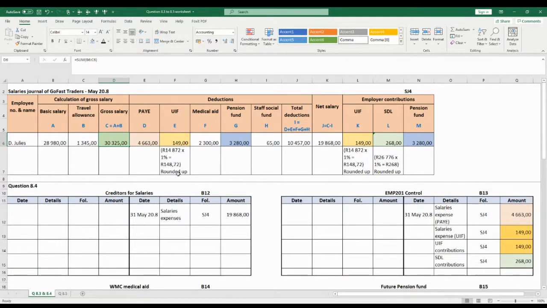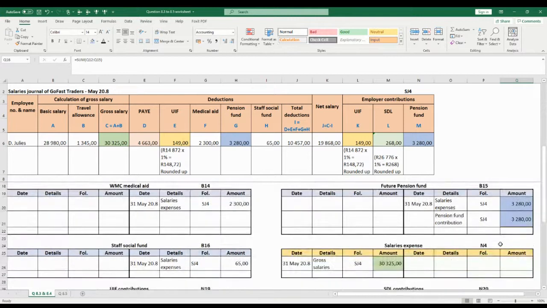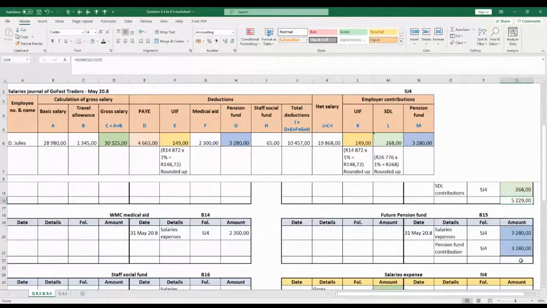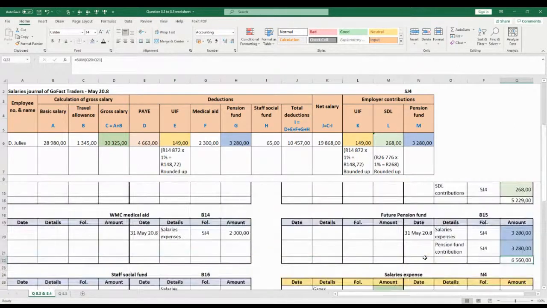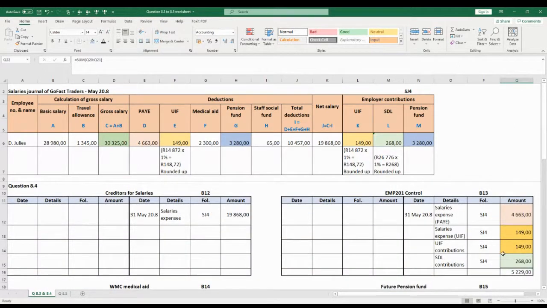Okay. Now the last step you have to do when you do a T account like this is when there's multiple entries on the same side, you add them all together to get to the total that will have to be paid over to SARS in this case, which is 5,229. Okay, the medical aid was 2,300. Your pension fund is 6,560. Okay, and the others only have one account. So normally when there's one entry on the side, you just leave it like that. If there's multiples, you add it up. Okay, so that's how we transfer that salary journal to our general ledger accounts.